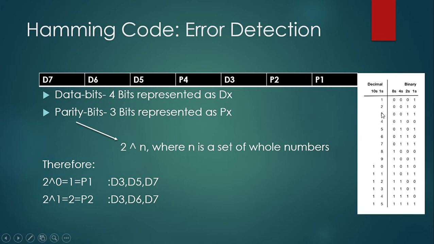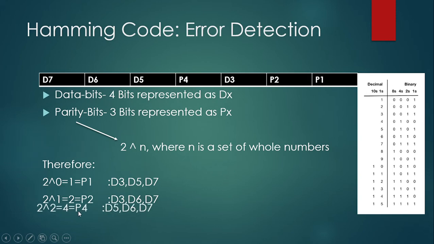So we have the third index, we do not have 4, 5. We have the sixth index, seventh index. The third, sixth, seventh index, we have D7, D6, and D3. Hence, you find the even parity for this, and then mention it in the P2 index.